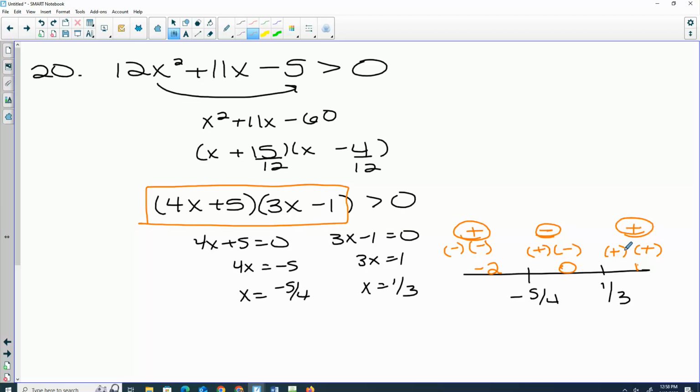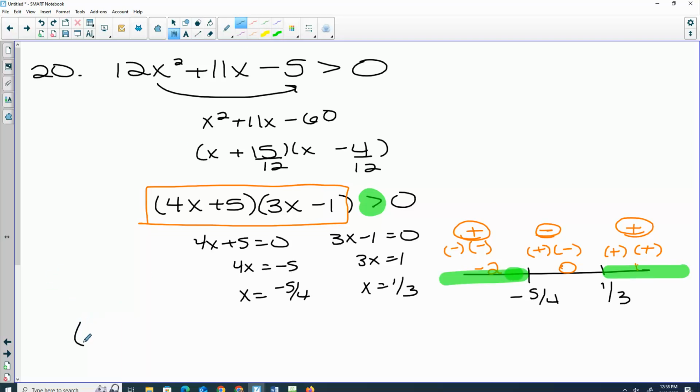Do these things have to alternate signs? No. Most of the time they do. So if you get 2 negatives in a row or 2 positives in a row, double check yourself. But it can happen. Now, how do I know which ones I wanted? Greater than. So greater is positive. So we want the 2 positive sections.